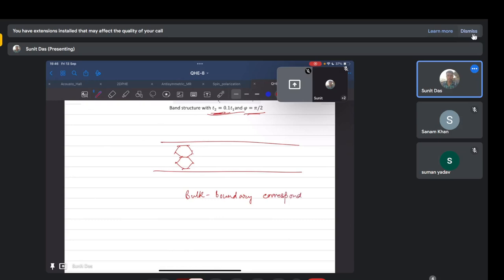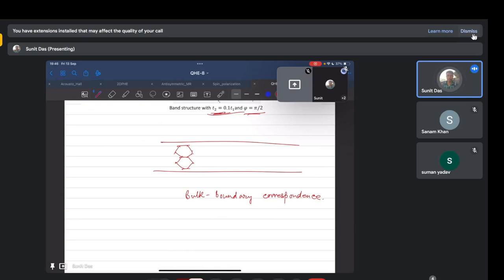So what it said is that in the bulk, Chern insulators are basically insulating, so they should not conduct electricity. But if you send an electric field, you will get the Hall effect, right? Hall signal. How do you get it? Because the edge state conducts it.